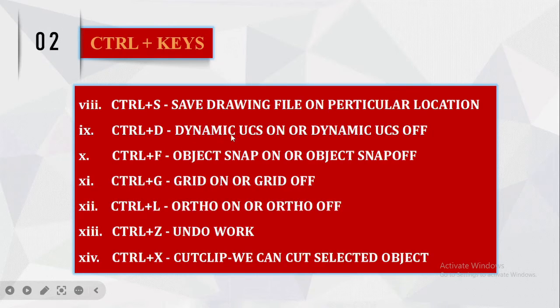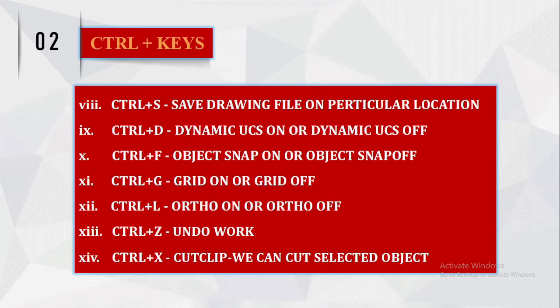Control D, dynamic UCS. We already saw what dynamic UCS is, used to select particular faces of an element in 3D view. We already saw that the F6 command is used to turn dynamic UCS on or off. The same Control D can also be used to turn dynamic UCS on or off. Next, Control F, object snap on or off. We have already seen F3. The F3 command, object snap, is used to identify the midpoint or endpoint of any element. That same command we can turn on by using Control F.